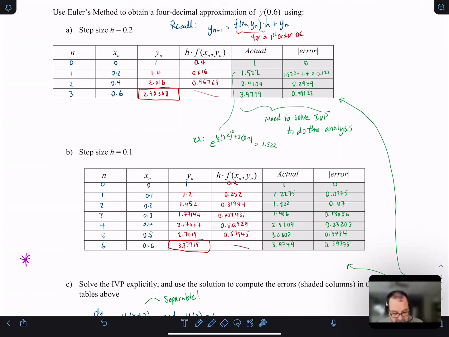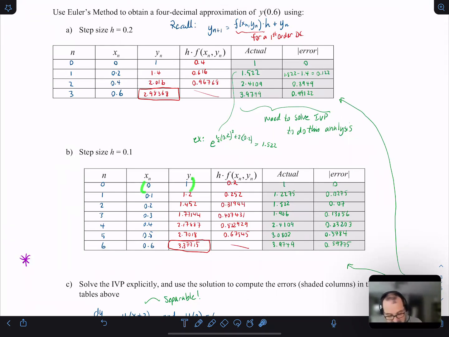Because we're starting at x0 equals 0, and I'm stepping over 0.1, 0.2, 0.3, 0.4, 0.5, 0.6. That's where I wanted to end up. So I just have to do more steps here using these values. But I kind of start in about the same place.